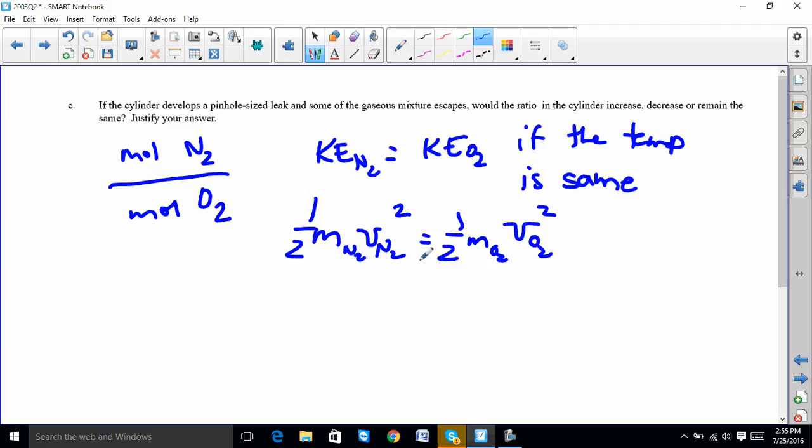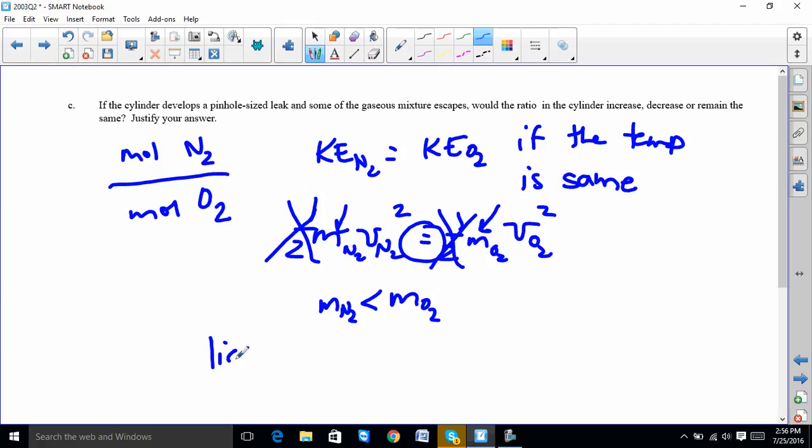As you can see, they both have a half, so you can ignore that. But basically, the mass of the nitrogen is less than the mass of the oxygen. So keep in mind, this number is smaller than this number. If these are going to be equal, and this number is smaller and this number is larger, then this velocity has to be larger and this velocity has to be smaller, or they won't be equal. It leads to what Higgins probably said: the lightest gases move the fastest. Light gases move faster.